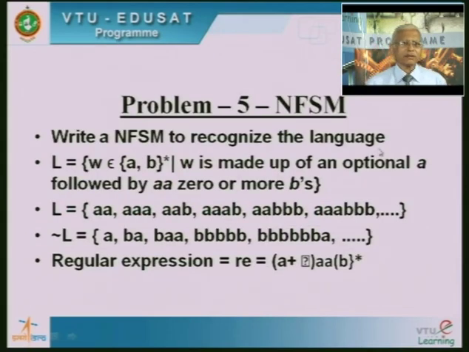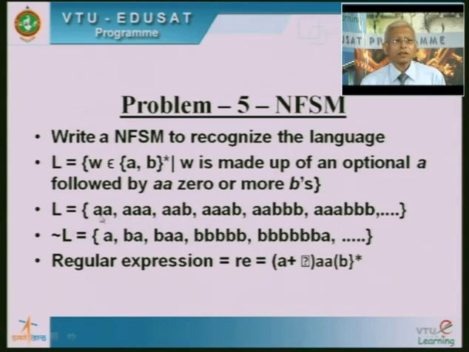The next and last example will be to write a non-deterministic finite state machine to recognize the language W equal to A comma B star, where W is made up of an optional A followed by AA, and 0 or more B's. So, you have to understand this, because this is a worked out problem in the book. So, you can look at it. Now, I will explain that.